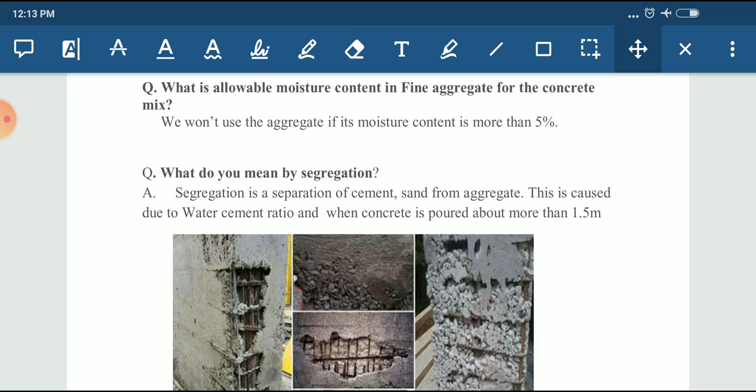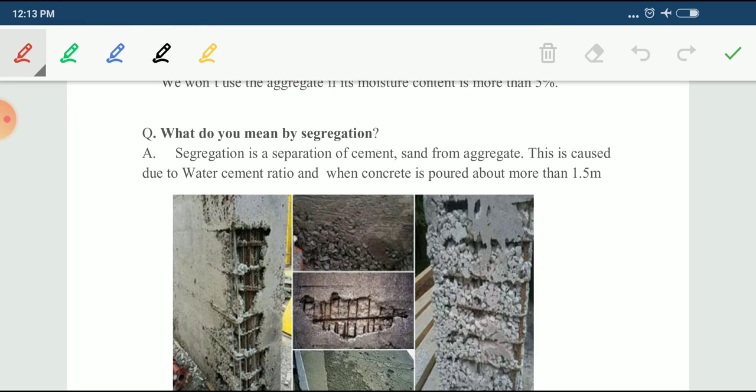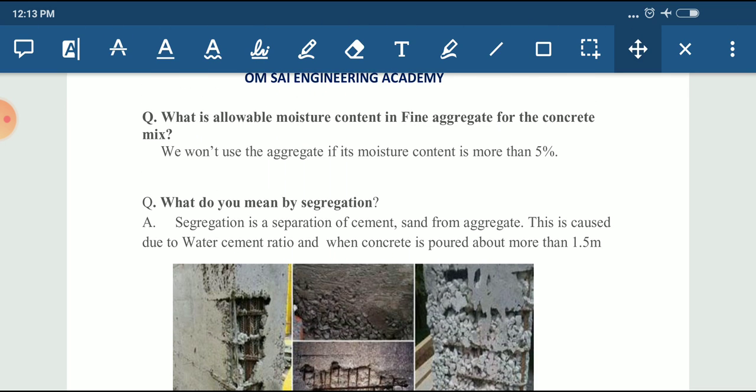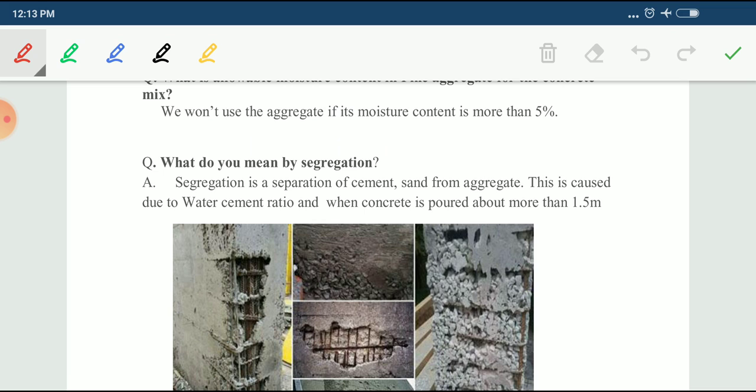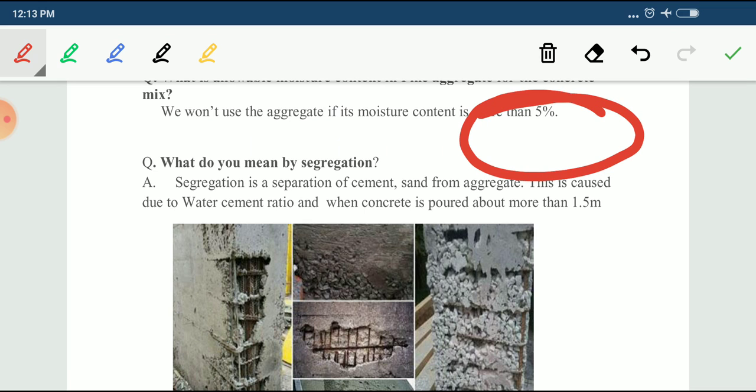What is the allowable moisture content in fine aggregate for the concrete mix? The allowable moisture content means we will not allow more than 5% moisture in the aggregate. You should remember this, it's very important. We will not allow more than 5% moisture in the aggregates.